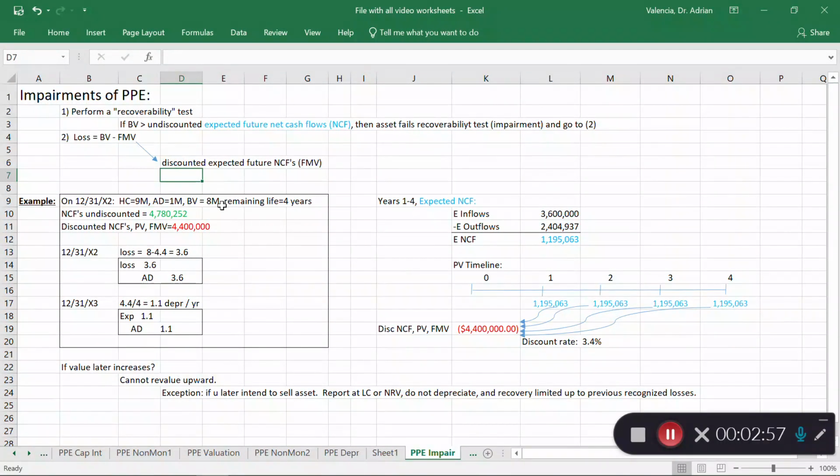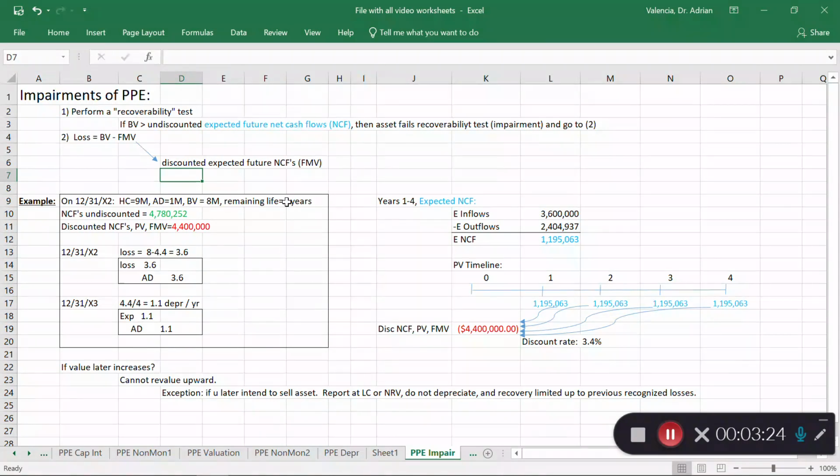And we expect that there's still 4 years of useful life for this asset. And remember, we buy property, plant, and equipment. When we classify something as property, plant, equipment, these are assets that we use for purposes of being able to generate revenues for the company. So because of that, we have an estimated life as to how long this asset is going to generate cash flows for us. And in this case, it's 4 years.